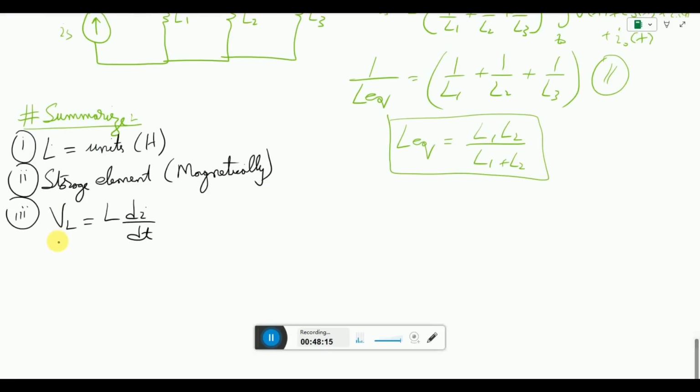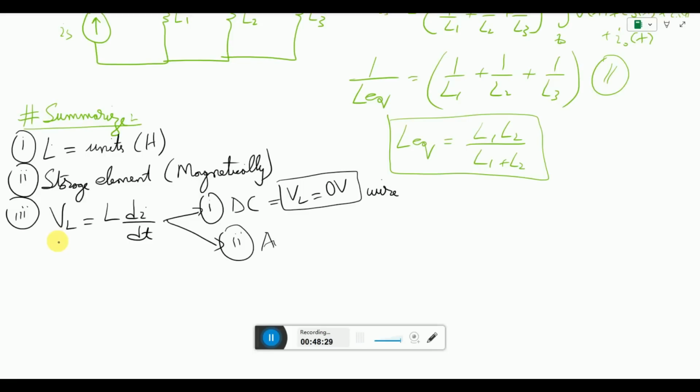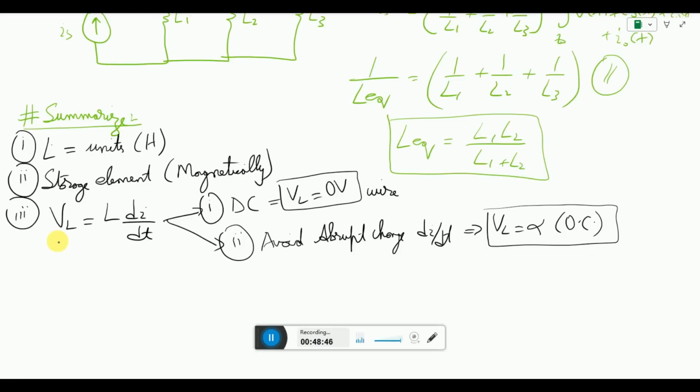The conditions are that if there is a constant current source, let's say a DC current, then we have zero voltage, and the inductor acts as a simple short circuit wire. And we have to avoid an abrupt change of current, because this leads to the voltage becoming infinite, which is an open circuit condition, which means that it can make our devices faulty and sparks may appear, which we call arcing. So this is an important aspect.